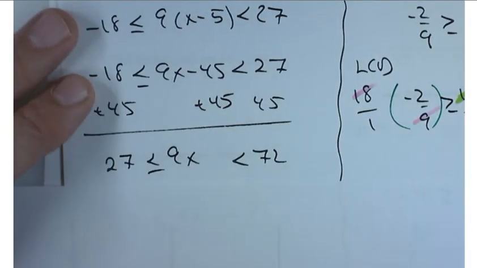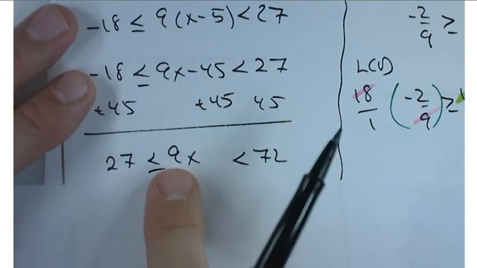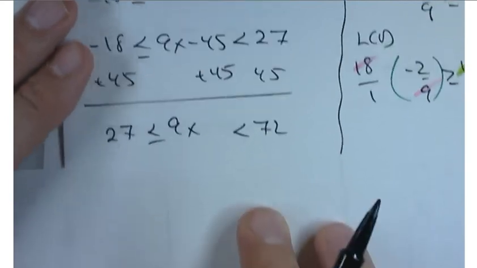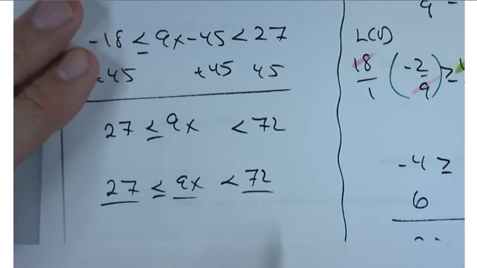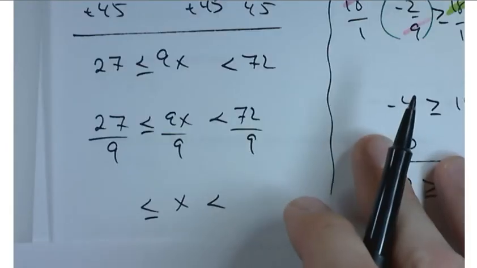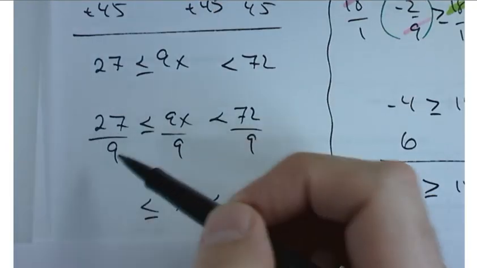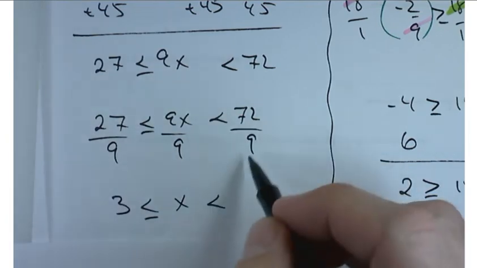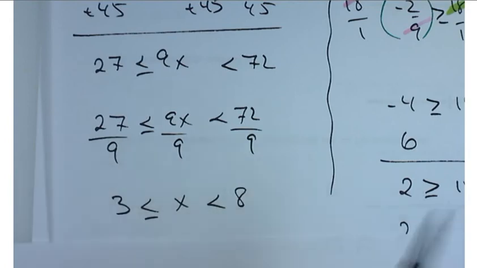Almost done. To finish solving, I get rid of the 9, so I'll divide all three parts of the inequality by 9. So there's a cool mathematical operation. It's called gazinta, right? 9 gazinta 27, 3 times. And 9 gazinta 72, 8 times. So there you go. There's your final inequality.